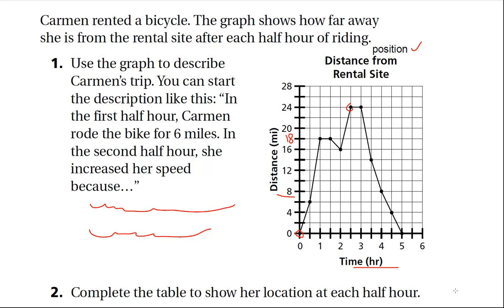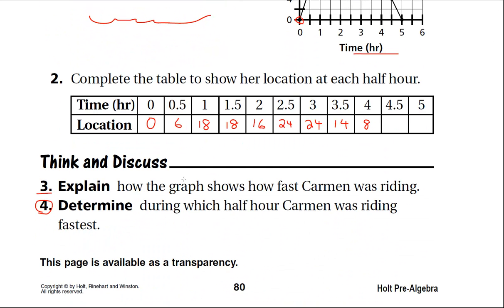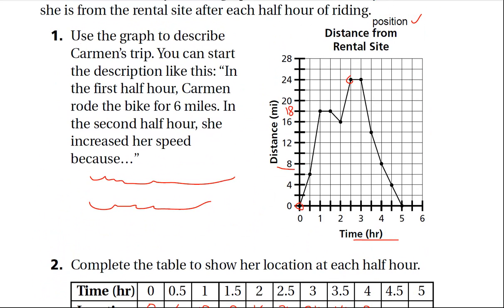Alright, here we go, continuing with part 2 of reading graphs and data tables. Moving ahead to where we left off, we're going to skip number 3 of the questions and do number 4. Determine which half-hour Carmen was riding fastest. And like I said, this is a position chart, not a speed chart, but we can determine Carmen's speed just by looking at the distance traveled.